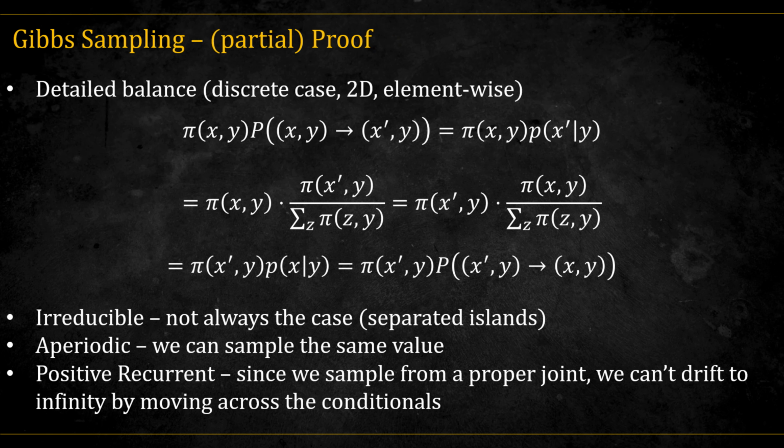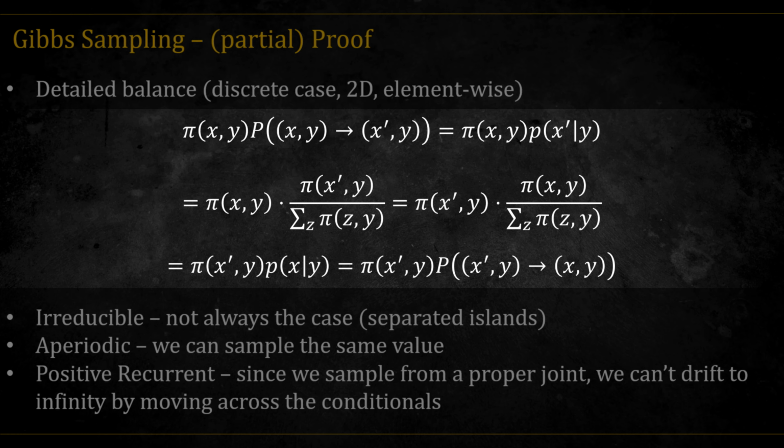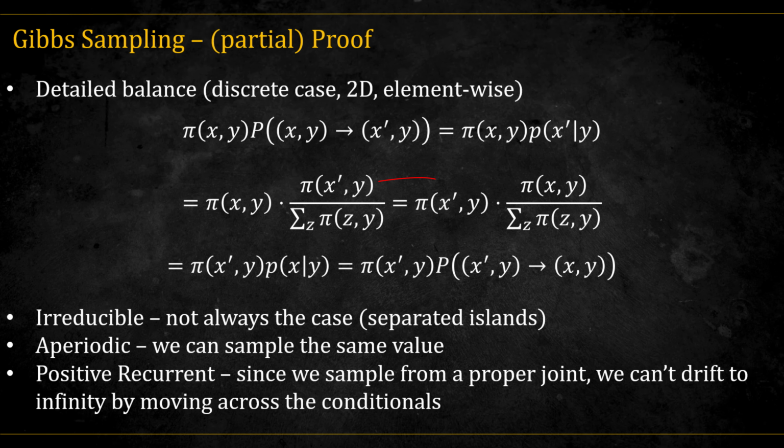Okay, let's prove the claim we made before. Again, I'm not going to give a rigorous proof, but I am going to give some hand-wavy version. Let's start with detailed balance, and I'll do this for the 2D discrete and element-wise case. By element-wise, I mean we only look at one dimension at a time. Since we're moving in one dimension, let's assume without loss of generality that it's in the x dimension. And we are moving to a new x prime. The probability of moving there, since we are dealing with a discrete case, is simply the probability of the new point divided by the sum of all possible points we could have moved into. We are going to switch these two probabilities now, and we get these expressions.